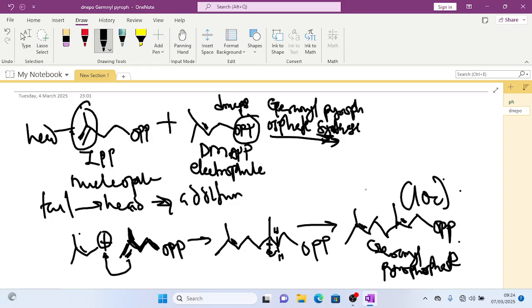The next step involves the formation of farnesyl pyrophosphate. Farnesyl pyrophosphate is a 15-carbon compound which is formed by the condensation of geranyl pyrophosphate with isopentenyl pyrophosphate.